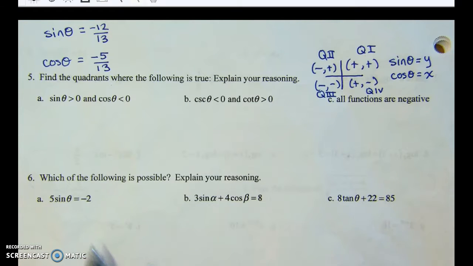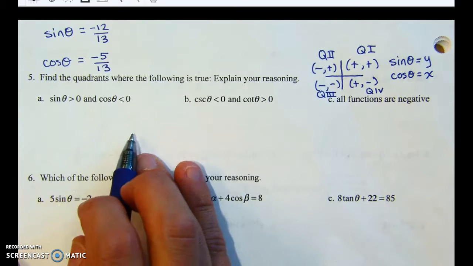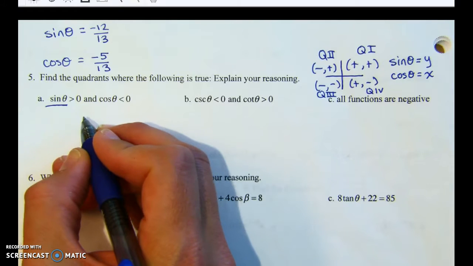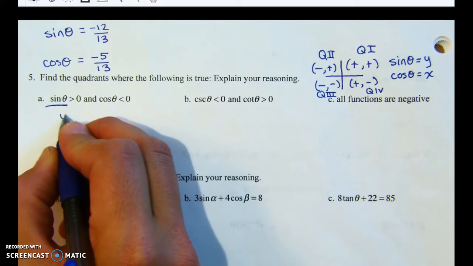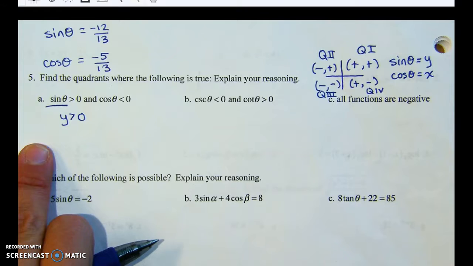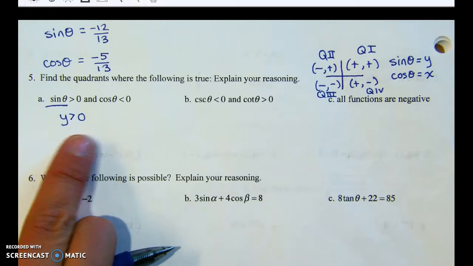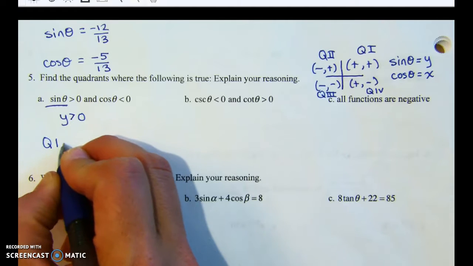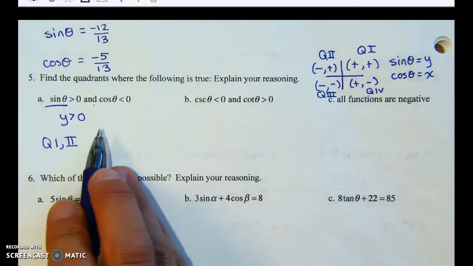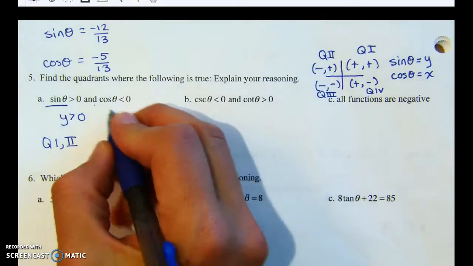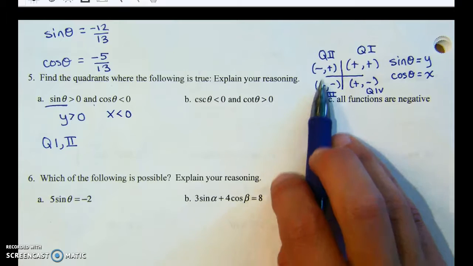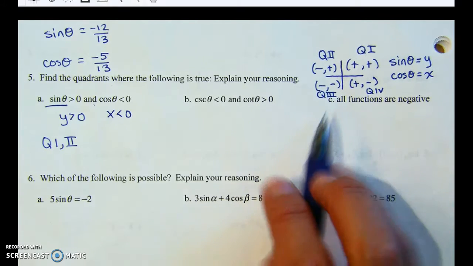Okay? So find the quadrants where the following is true. This says sine is greater than 0. So we're trying to figure out where y is greater than 0 because sine is y. So what two quadrants are all the y values positive? That would be quadrant 1 and quadrant 2. And we also want the cosine to be negative. So the cosine are the x values, and the x values are negative in quadrants 2 and 3.